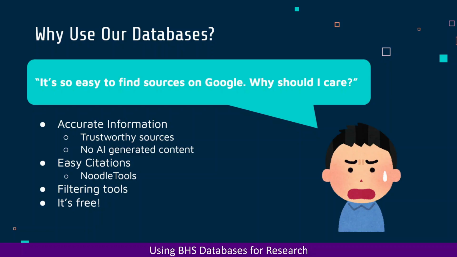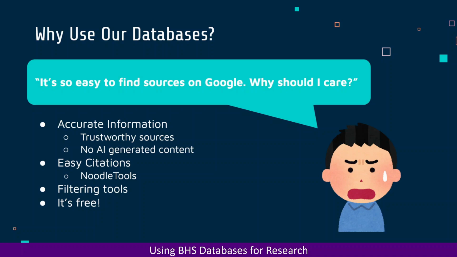Well, first of all, when you are using our databases, you know that you are always going to be getting accurate information. It is someone's job to vet every single source that makes its way into our online databases. They make sure that the information is accurate, that it is written or created by people who are trusted and respected in their field. And in addition, we can guarantee that all of this information is coming from humans. There's no AI-generated content included in our databases.